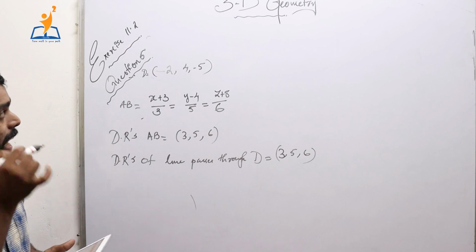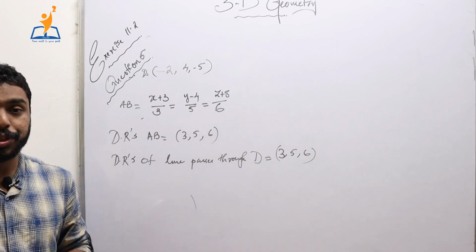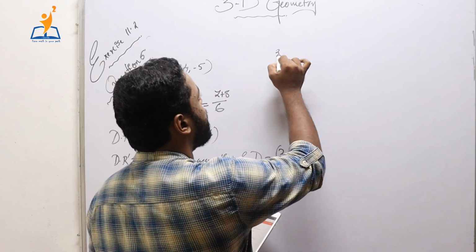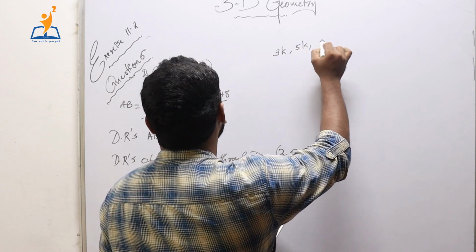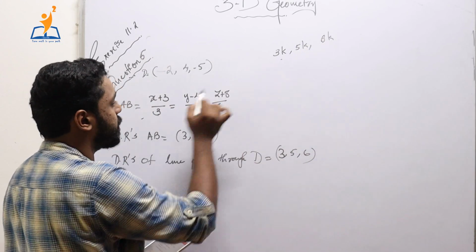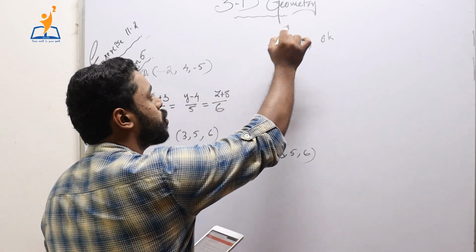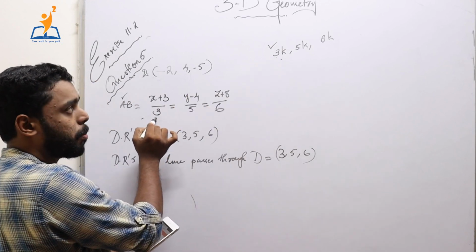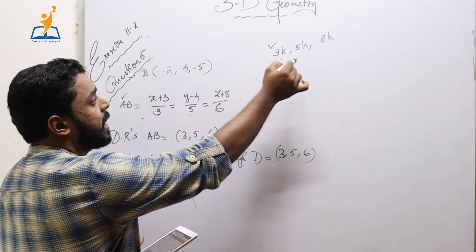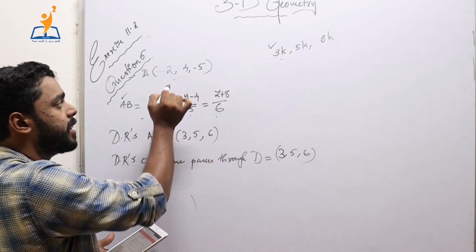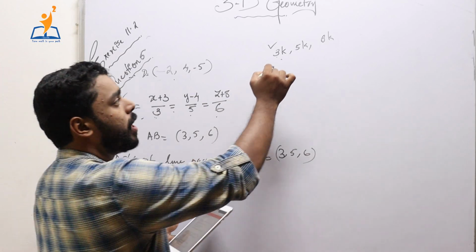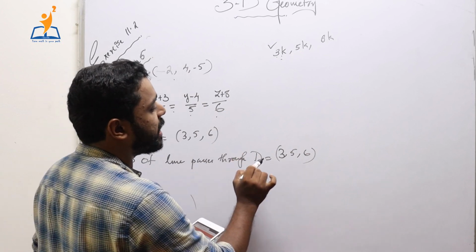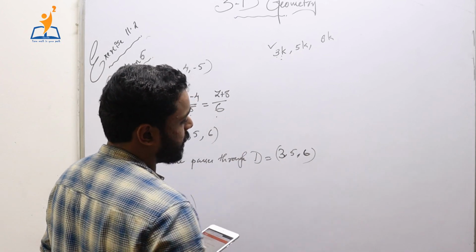See, we know that a line can have infinitely many direction ratios. So basically the direction ratios of the line which passes through the point D are of the form 3k, 5k and 6k, so that the direction ratios of this line and of that line are proportional: 3k by 3 is k, 5k by 5 is k, 6k by 6 is k. Hence we can say that these two lines are parallel. So in particular, when k is equal to 1, we get the direction ratios of the line through D as 3, 5 and 6.